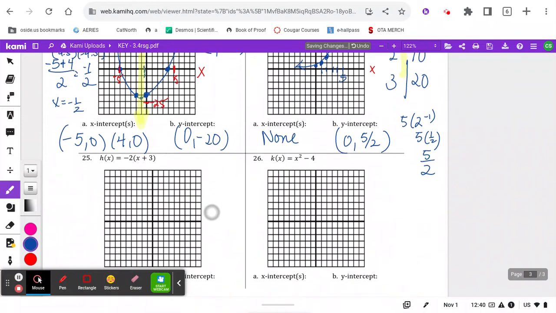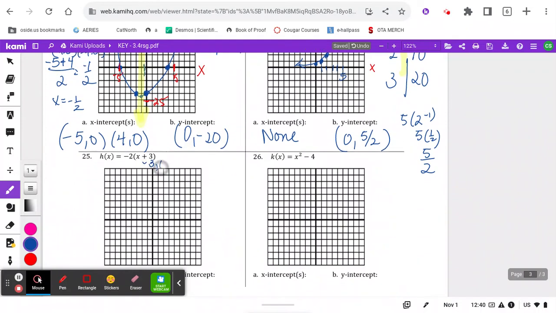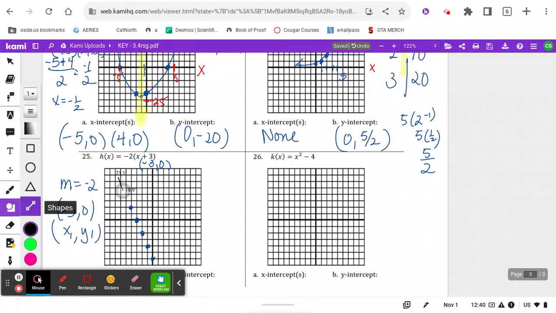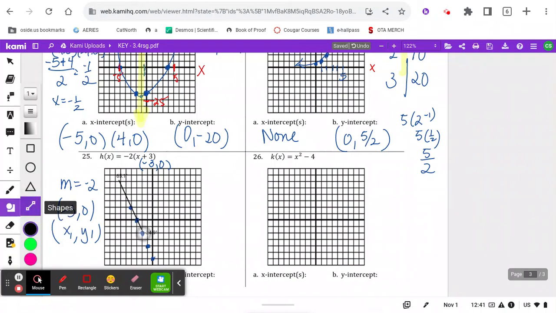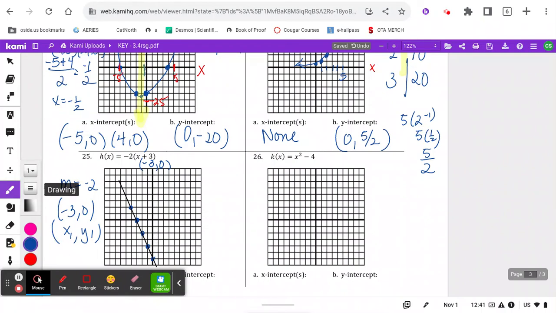All right, next one's just a linear. This is touching right here at the critical point of negative 3, 0, 1, 2, 3. And then it has a growth of down 2 over 1, down 2 over 1. There's my slope. So my m is negative 2. My critical point is negative 3, 0, also known as my x1, y1. And I graphed it, connect it, draw the arrows. And make sure you labeled and scaled.